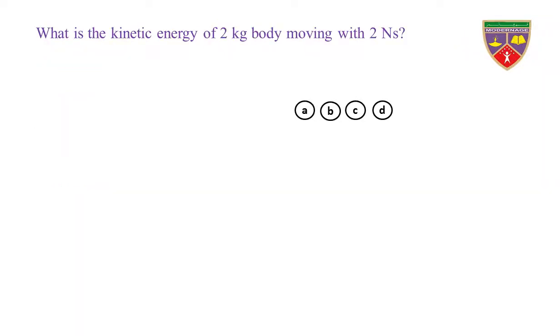What is the kinetic energy of a 2 kg body moving with momentum 2 Newton seconds? Option A, 1 joule; option B, 2 joules; option C, 4 joules; option D, 7 joules. The key is 1 joule. Therefore, the correct option is A.